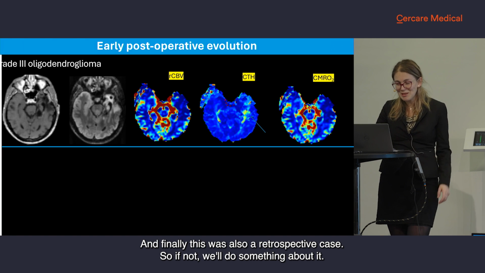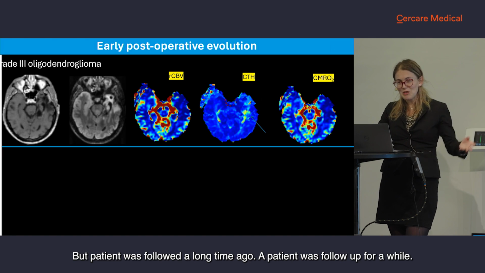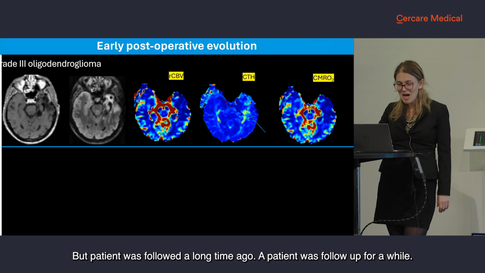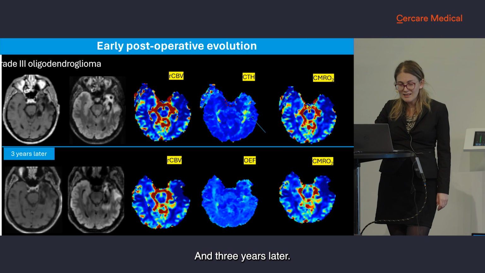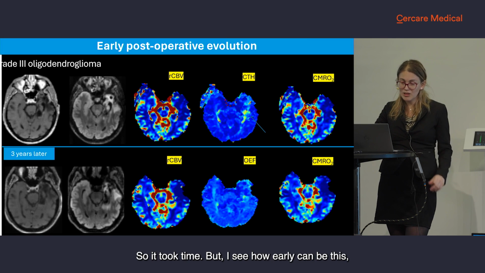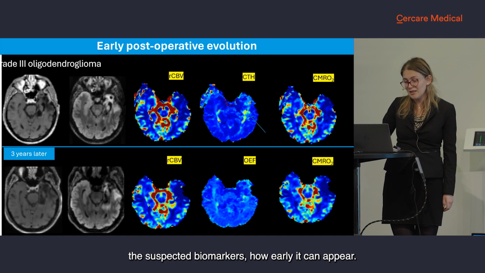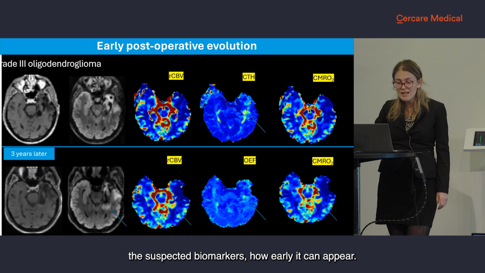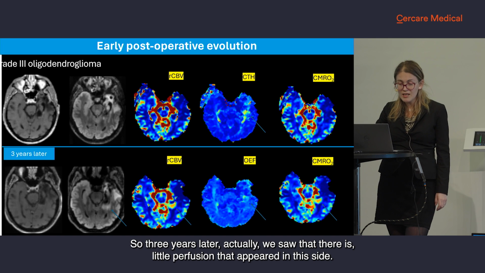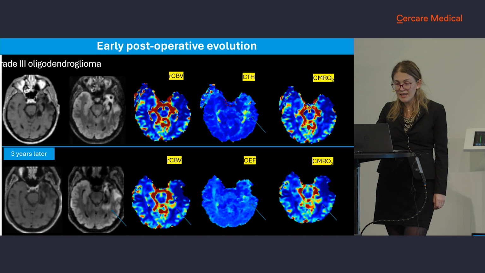If not, we would do something about it. But the patient was followed, it was a long time ago, for a while. And 3 years later, so it took time, but you see how early these suspected biomarkers can appear. Three years later, we saw that there is a hyperperfusion that appeared in this site.